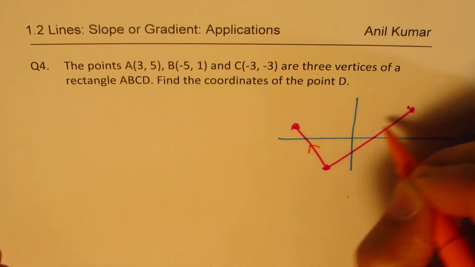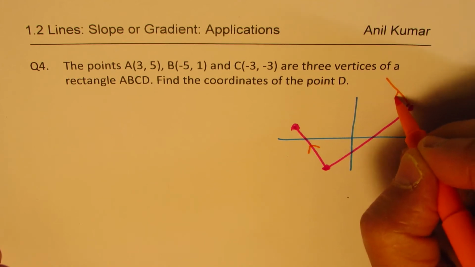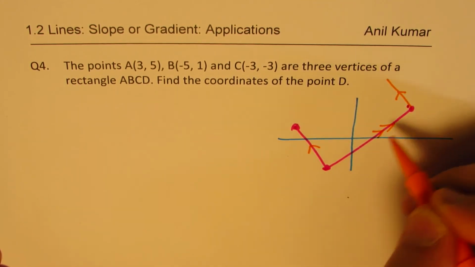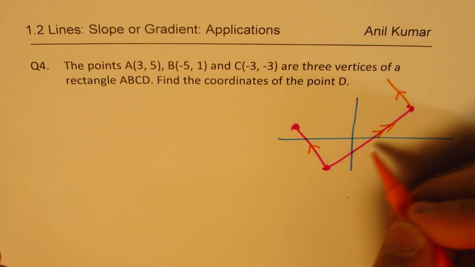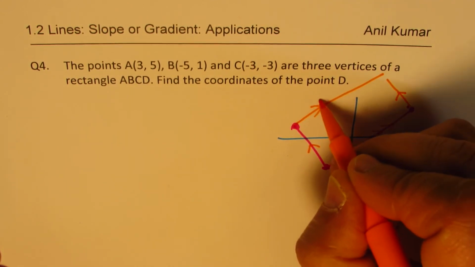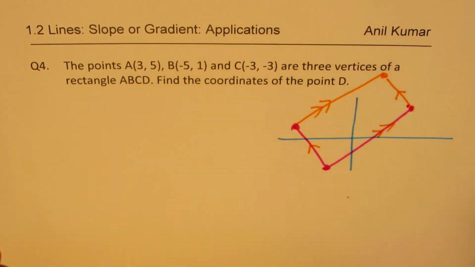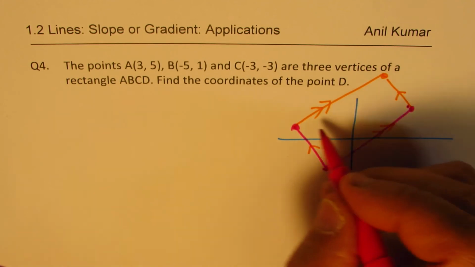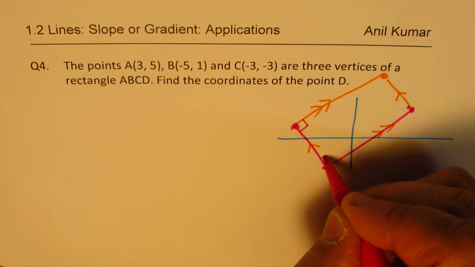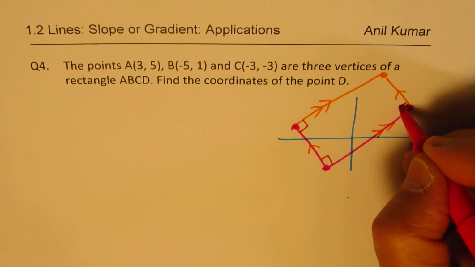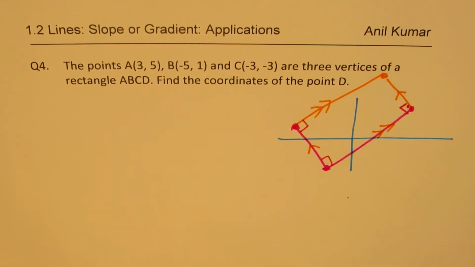So for the 4th point, we have to draw a line perpendicular to this, and then we have to draw a line which is perpendicular to this but parallel to the other one, right? So kind of like this, correct? So that gives you the point D, right? These should be perpendicular. That's the whole idea. Okay. Let's see how to find this.